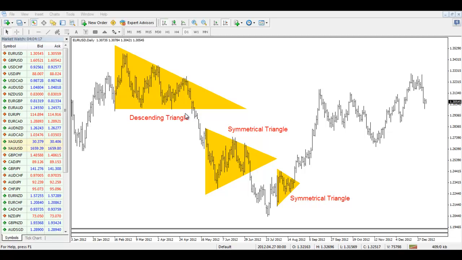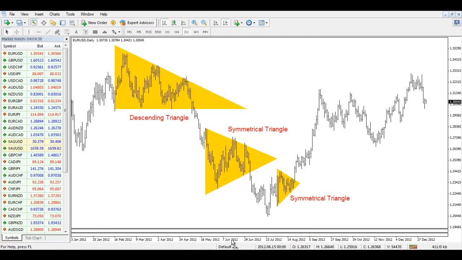Now, when we get these descending triangles, we're looking for price to move to the downside and break through the horizontal level. And the easiest way for us to tell the break of the descending triangle is when price moves outside of it, which we can see happens first of all on this bar here. However, it's not actually confirmed until we get a close outside of that zone.